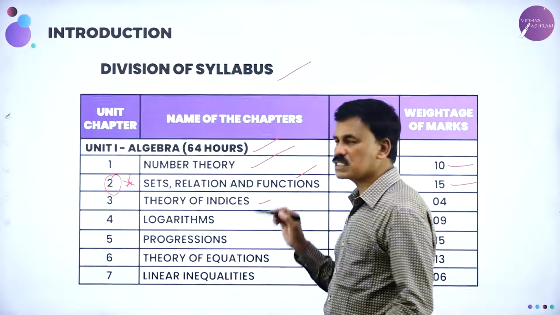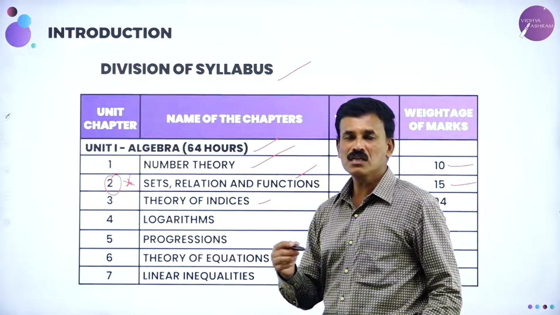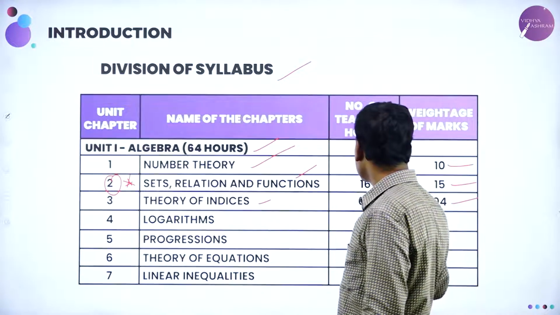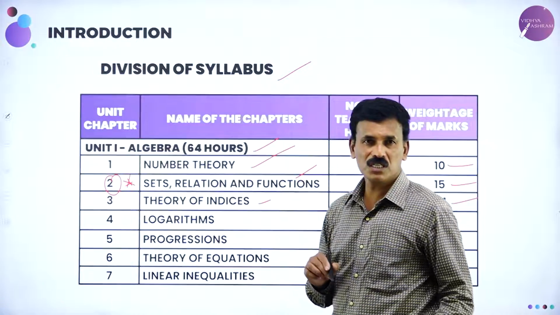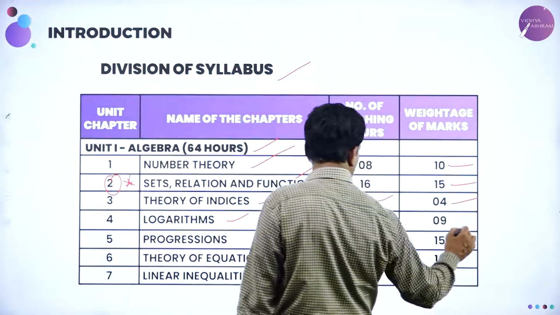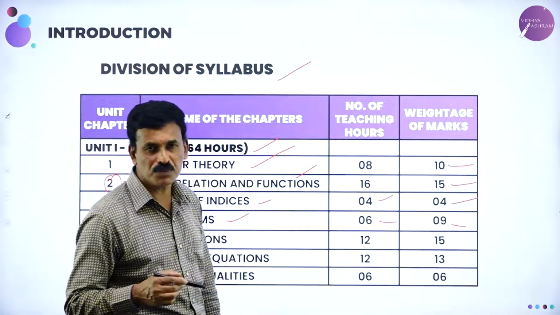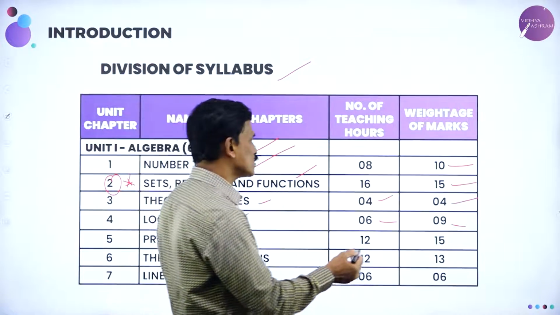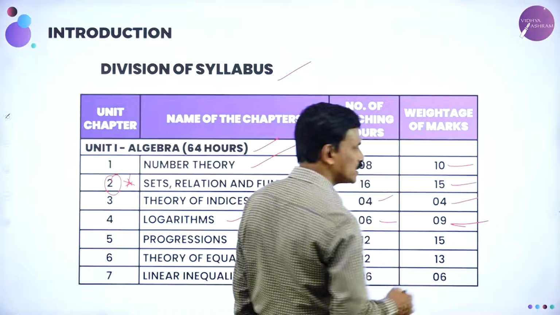And the third one is theory of indices. You might have studied laws of indices. For that the marks will be 4 marks and the number of teaching hours is also 4. And the next chapter is logarithms. Here also you are going to study basic logarithmic properties, laws of logarithms and the problems based on this. This is also important. This will carry around 9 marks.